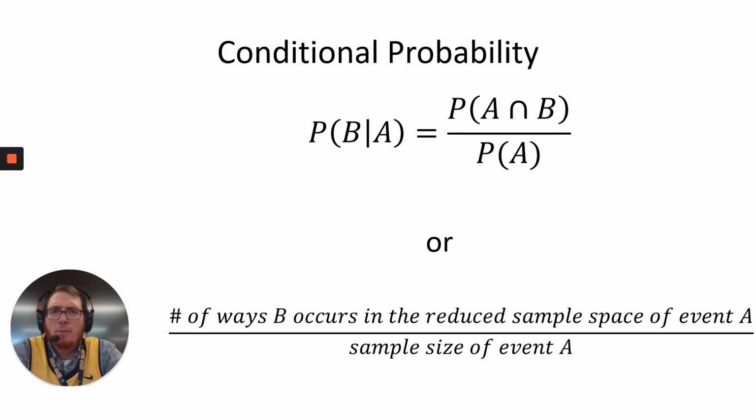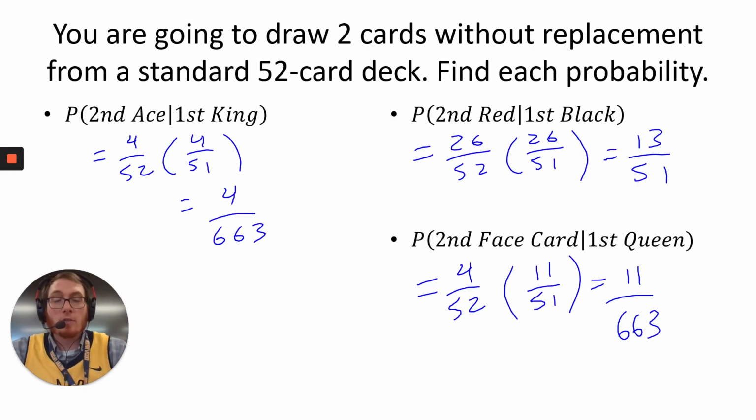It's up to you which option you pick. I'm going to focus more on the second way because I think it's easier to understand long term, and at least for students that haven't seen a lot of conditional probability before. So let's go ahead and get started with that type of version of conditional probability. Next thing that we're going to look at is drawing 2 cards without replacement from a standard deck.